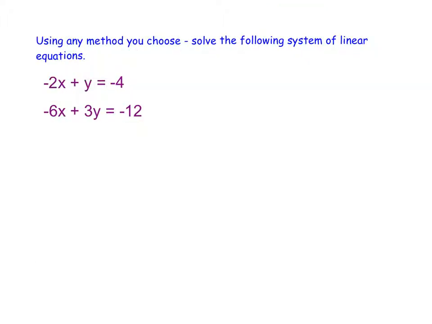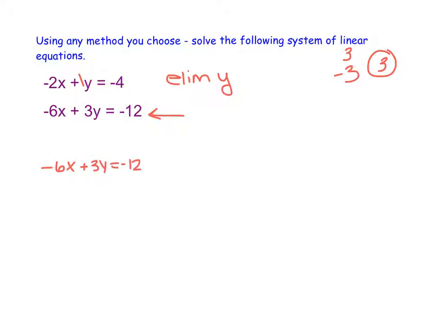So example 2 here, again, I need to pick a variable to eliminate. So I'm going to eliminate y here. Now, I notice I have coefficients of 1 and 3, so I need to get common coefficients here. It's like finding a common denominator. So I'm going to pick 3. So I need 1 to be a positive 3 and 1 to be a negative 3. Since this one already has a positive 3, I'm going to leave that second one alone. So just have negative 6x plus 3y is equal to negative 12.